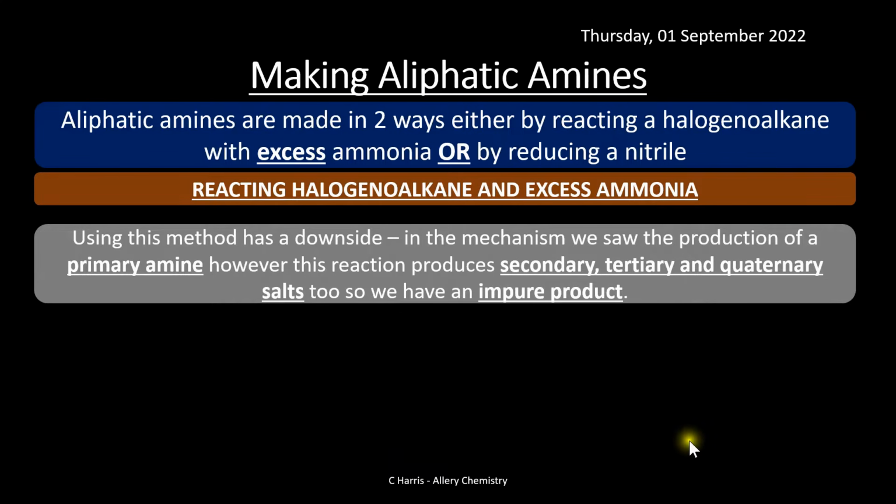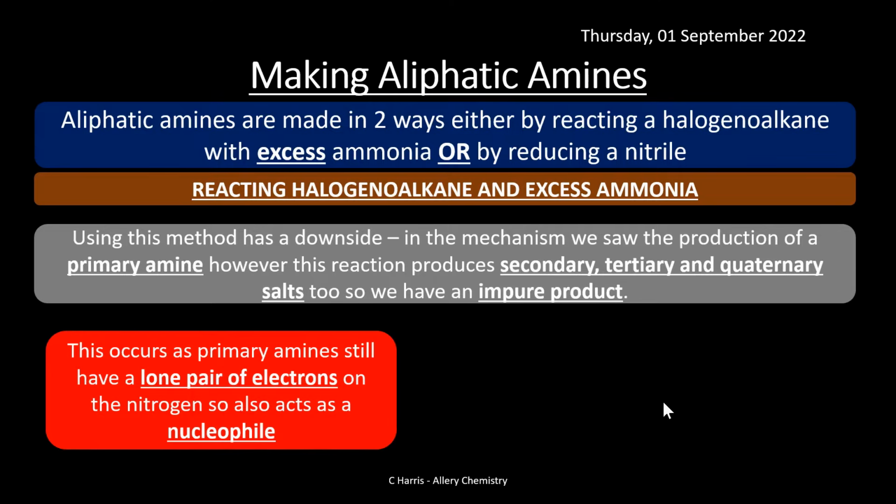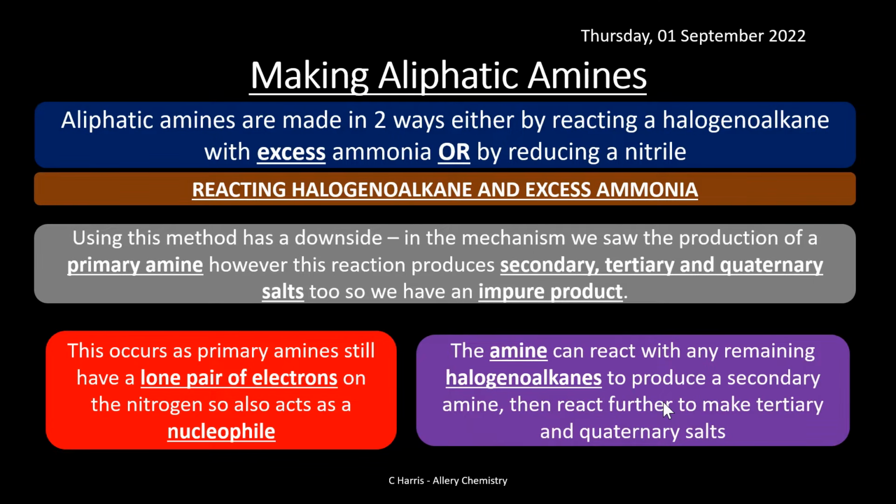Okay, so using this method can have a downside. In the mechanism we saw the production of a primary amine. However, this also produces the secondary, tertiary and quaternary salts, and we end up with quite an impure product. If you're in the industry of producing a primary amine, this reaction is not really massively controlled. It will produce other things. The primary amines still have a lone pair of electrons, they act as a nucleophile, and they'll keep on reacting to make those other products as well. So just make sure that you're aware of that. Although this method does produce your amines, it produces a mixture of them: primary, secondary, tertiaries and quaternaries.